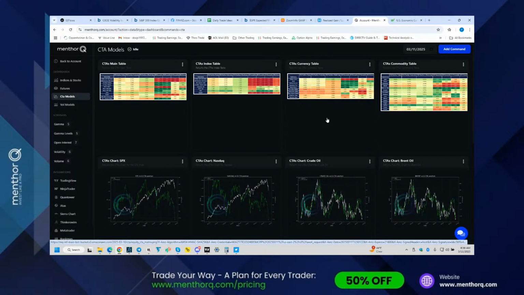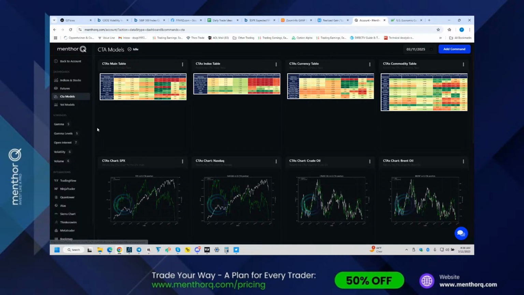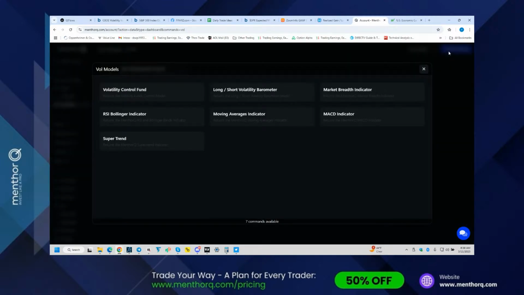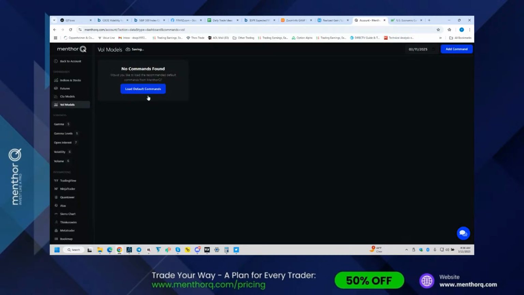Do we have vol control funds here? Yeah, under all models. Vol models. No, default command. What do I click on load? Yeah, click on load default commands. Volatility control fund. Okay.